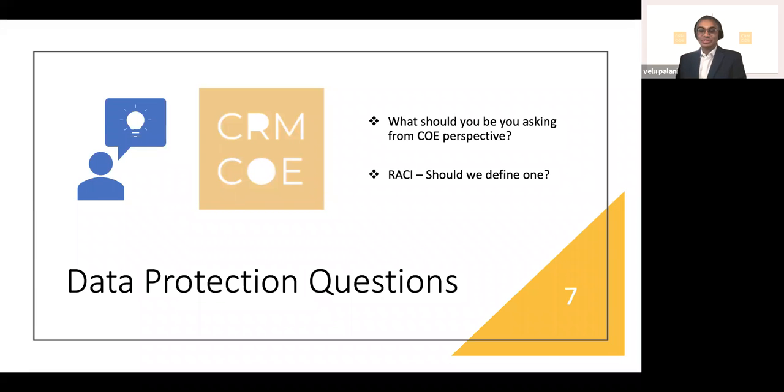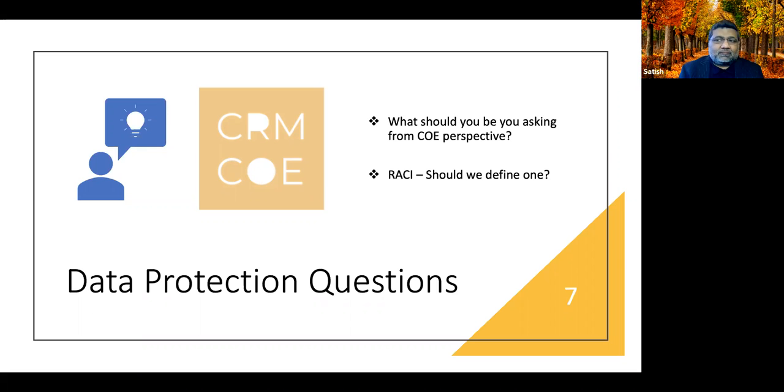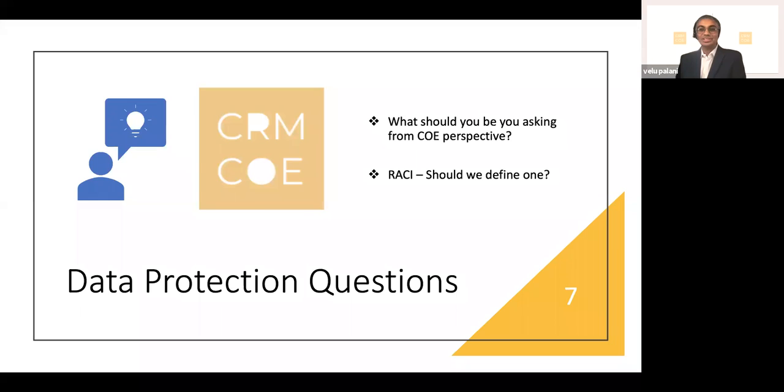This is the question for you guys as experts. Should we define a RACI? Who is responsible in a CRM project with respect to who owns the data, who's responsible for quality, who's responsible to protect the data, who's responsible if something goes wrong, who is responsible to restore? Have you seen one? If not, in your opinion, should we define a RACI in terms of CRM projects, specifically for data related?